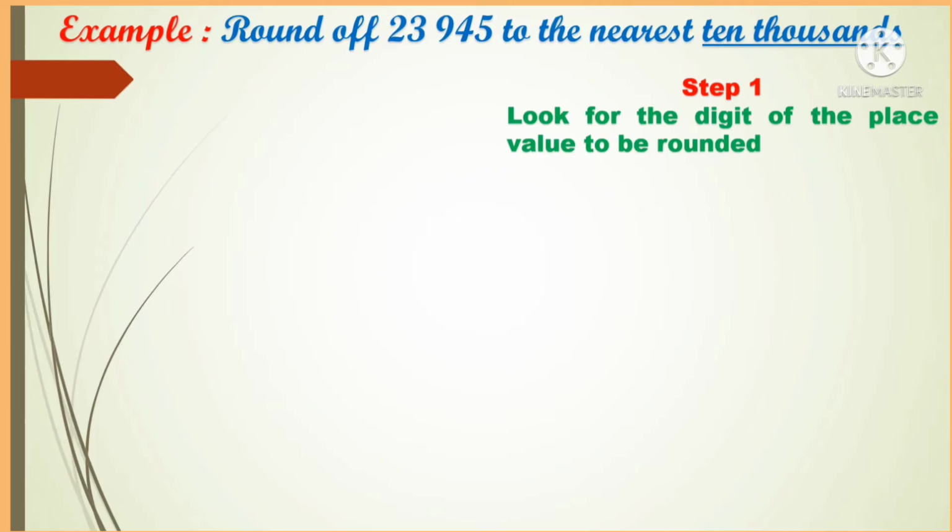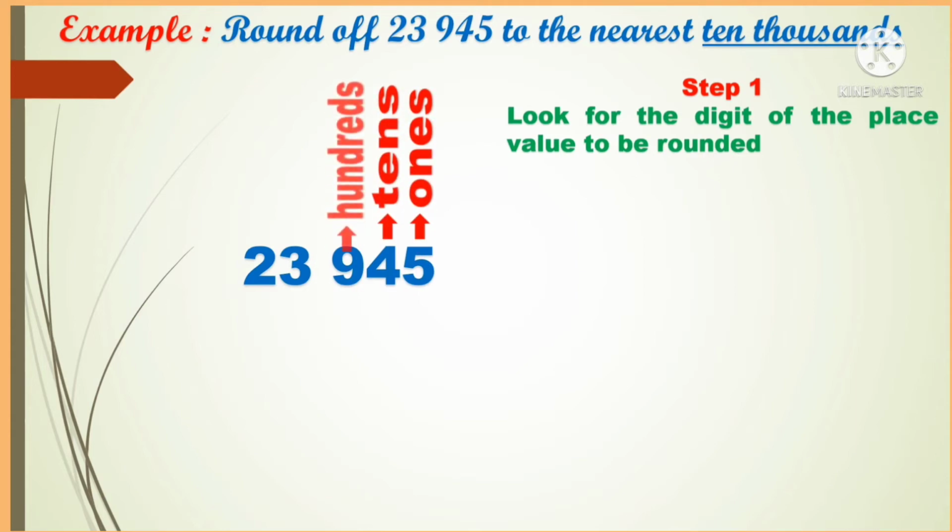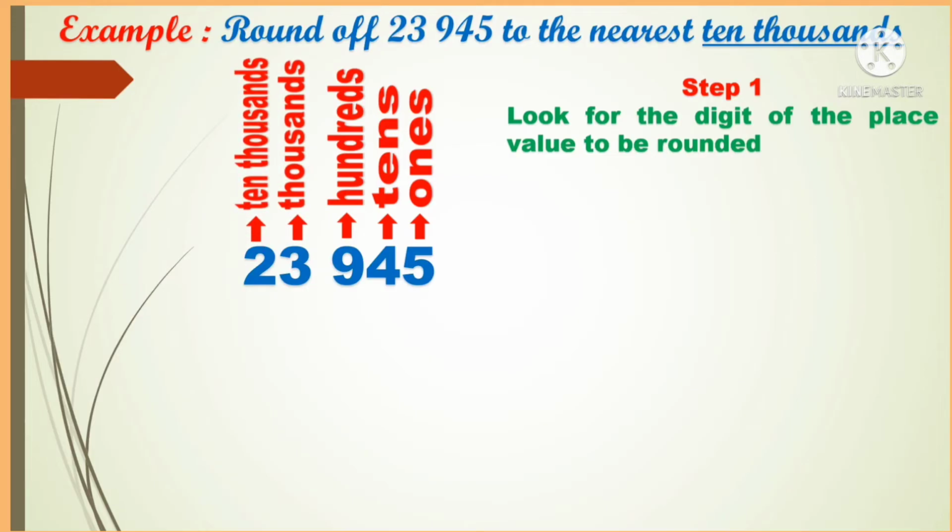Correct! 10,000s. So, sa 23,945, alin dito ang digit na nasa 10,000s place? Alamin natin. Ones, tens, hundreds, thousands, 10,000s. So, 2 is in the 10,000s place. So, guhitan natin si 2, bilang tanda na ito ang ating i-round off. So, ang tawag dito ay rounding digit. At ang 10,000s naman ay tinatawag na rounding place.